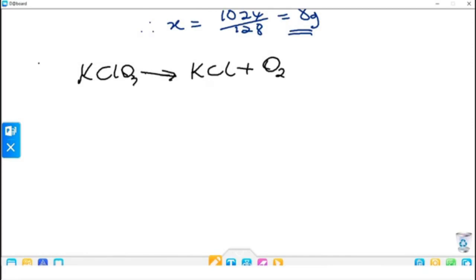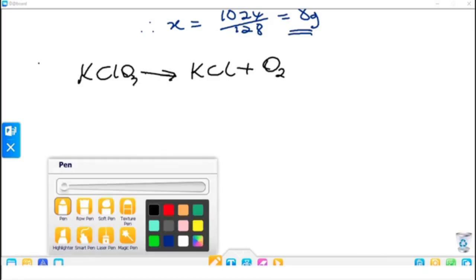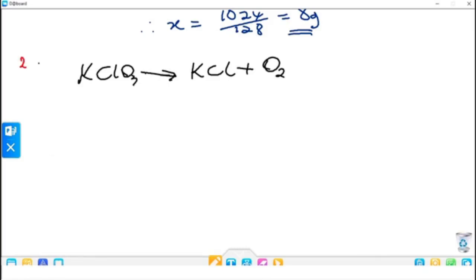So the next step to carry on is to check for the balanced equation. Is the equation balanced? That's the question. We are provided with 2.45 grams of this compound. And the compound was decomposed by heating. And as it was heated, it produces KCl and oxygen. So the next thing to do is to check if it is balanced.